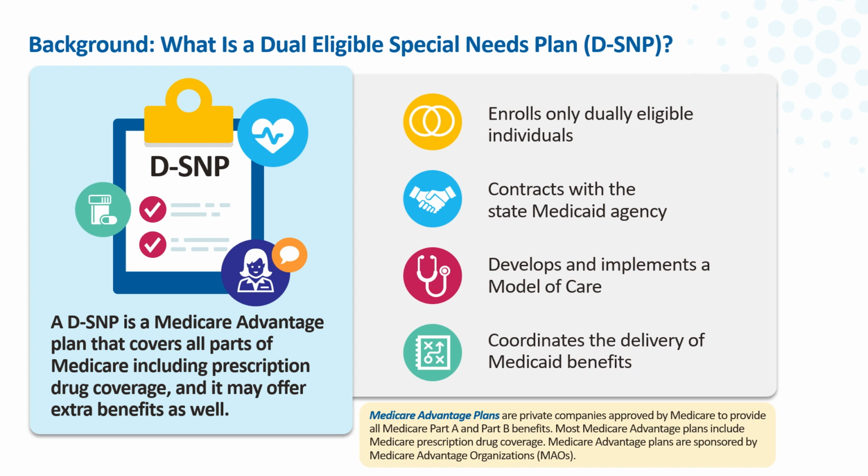D-SNPs must develop and implement a model of care approved by the National Committee for Quality Assurance, also known as NCQA. The model of care outlines how the D-SNP will meet the unique needs of its enrollees. Finally, D-SNPs must, at a minimum, coordinate their enrollees' Medicaid benefits.